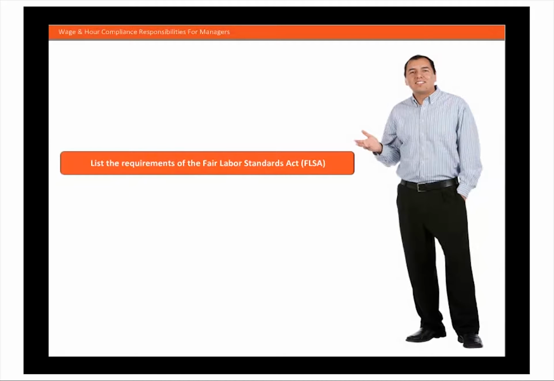As someone with managerial or supervisory responsibilities, your job will most likely include approving time cards or authorizing overtime. It is therefore important to know how the laws apply to your organization or department here at Acme. After completing this course, you will be able to list the requirements of the Fair Labor Standards Act as they pertain to defining and paying overtime.